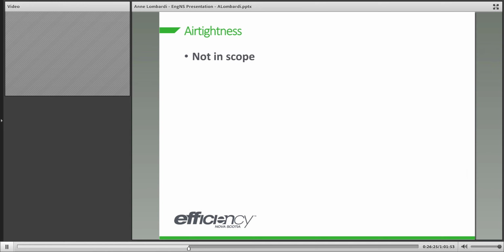Okay, airtightness. This one's easy. Not in scope. There are no requirements in the NECB for airtightness. The NECB does not tell us why it was excluded, but there are some possible reasons.